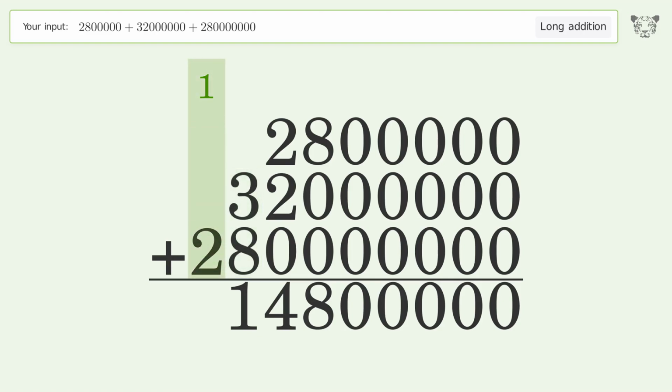1 plus 2, equals 3. And so the final result is 314,800,000.